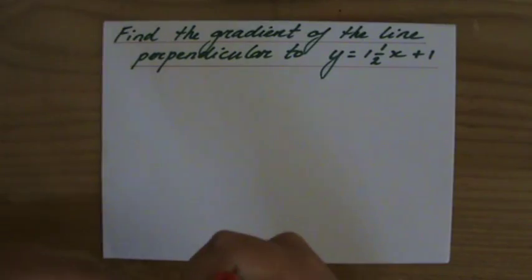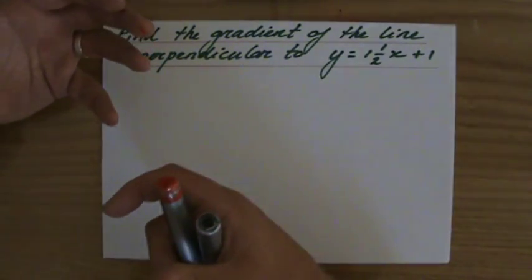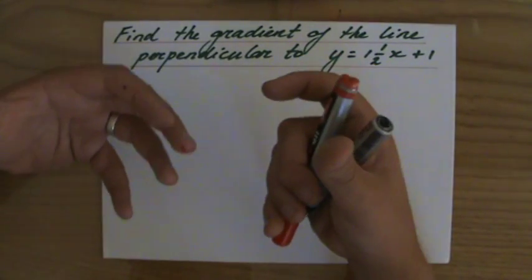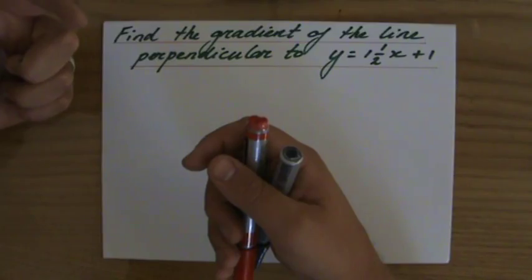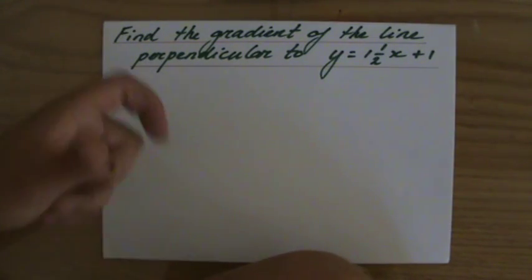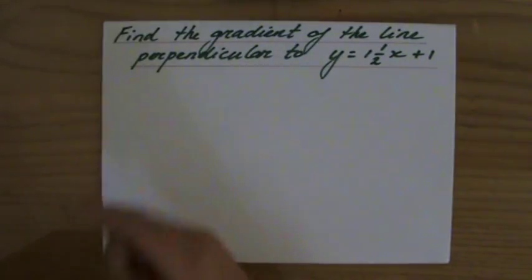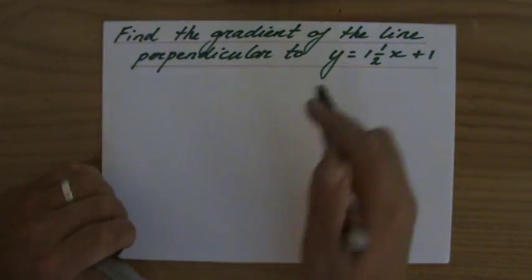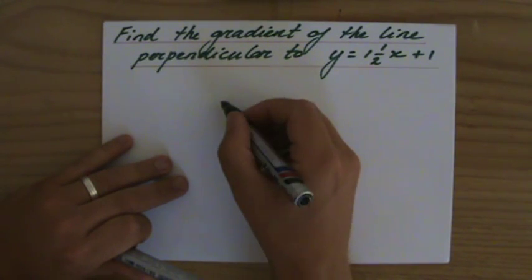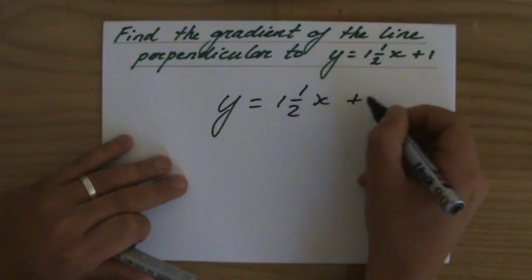Now, we have seen the relationship between the gradients of perpendicular lines, where we said that lines are perpendicular if the gradient of one line is the negative reciprocal of the other one. Have a look at the previous video if you have no idea what I'm talking about. Let me write the line down now, y equals 1.5x plus 1.